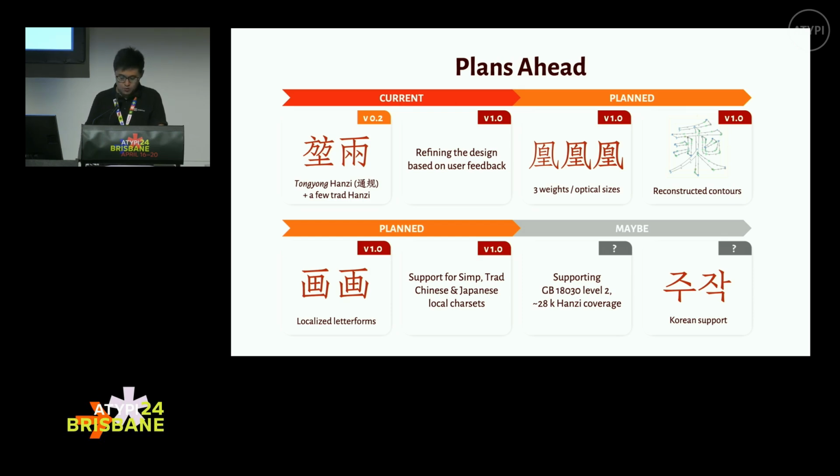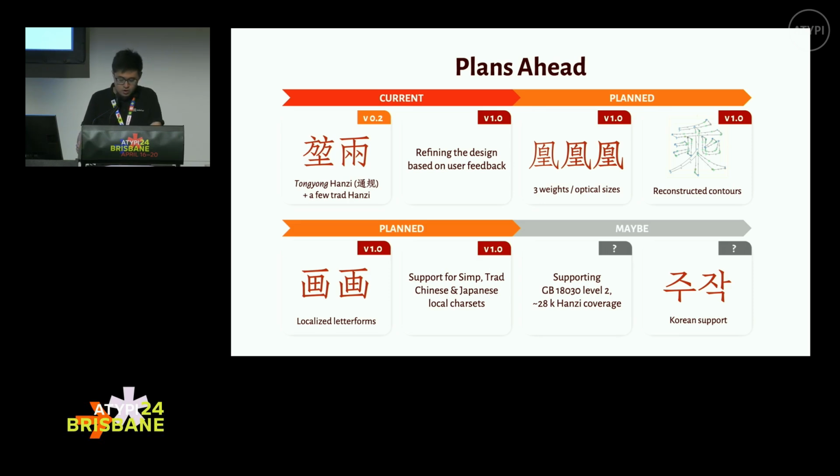We've also planned 3 widths or optical sizes for Zhuque. Additionally, you can expect to see the production-ready Zhuque in higher contour quality as I introduced in the previous slides. We are also planning to release localized versions to fulfill the requirements of simplified, traditional Chinese and Japanese users. Considering Zhuque is still a self-funded project powered by a small team of 3, completion before the production-ready release may take some time, but we are not stopping there.